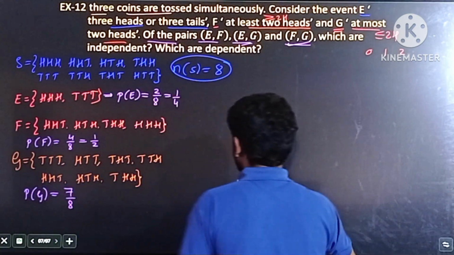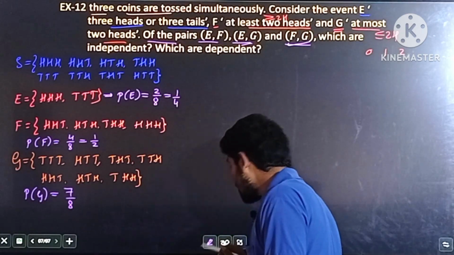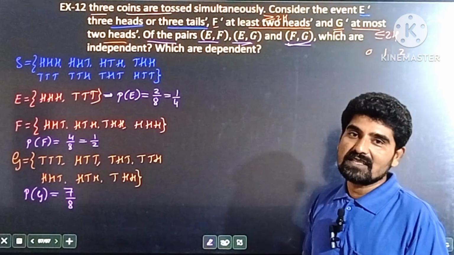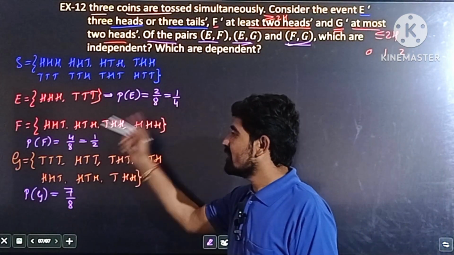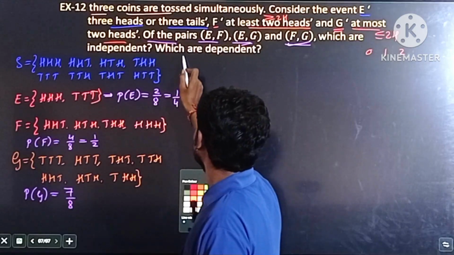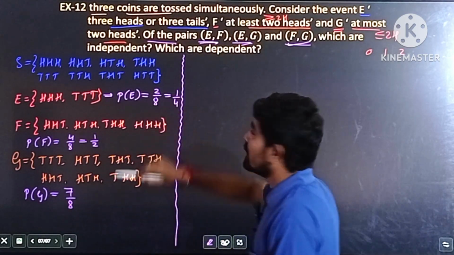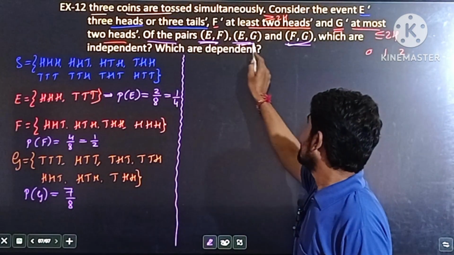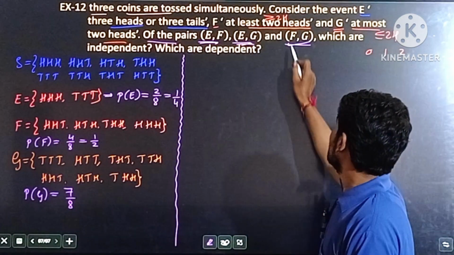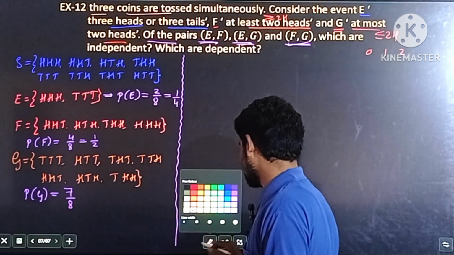And now to identify whether E and F are independent or not, we need to check whether probability of E intersection F is equal to probability of E into probability of F or not. So for that we need E intersection F, and for E and G we need E intersection G, and for F and G we need F intersection G. Therefore firstly I am going to write all these.